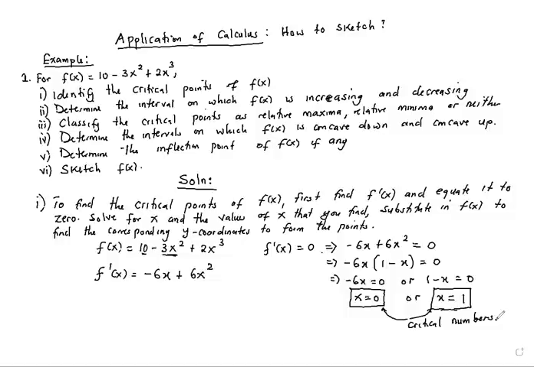So we now need to find the points. With the x values obtained, we take them in the original function. So point 1, we take 0 in the original function, so we have 10 minus 3 times 0 squared plus 2 times 0 power 3, giving us 10. So the point is now 0, 10. This is a critical point.